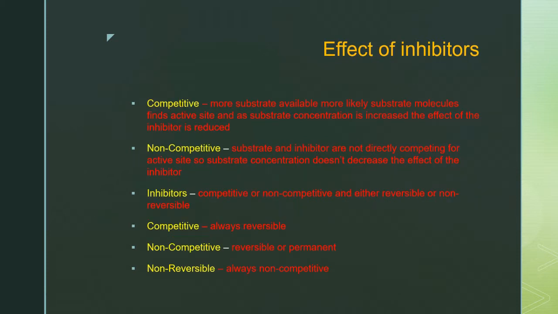The effect of inhibitors. Basically, in competitive inhibition, if there's more substrate available, it's more likely a substrate molecule will find an active site, and as substrate concentration is increased, the effect of this inhibitor will be reduced. But in non-competitive inhibition, the substrate and inhibitor do not directly compete for the active site, and therefore substrate concentration doesn't decrease the effect of the inhibitor. You can increase the substrate as much as you want, but because the non-competitive inhibitor goes to a different part of the enzyme, it won't have an effect.